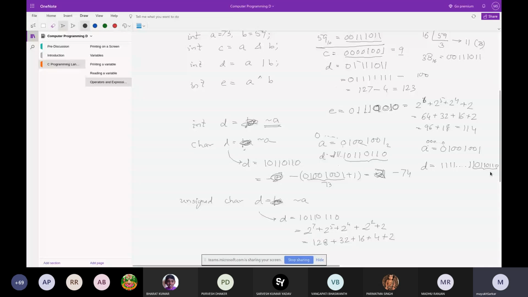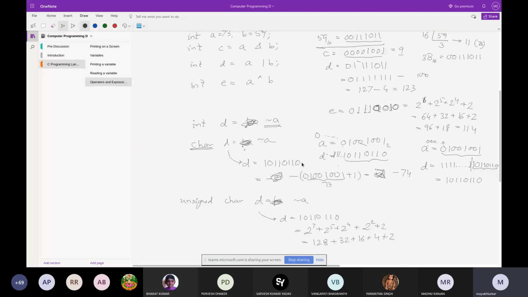As soon as I'm assigning it to char, the first 24 bits will be truncated. Only the last 8 bits will remain, so 1, 0, 1, 1, 0, 1, 1, 0. This will remain. Is it clear till now?